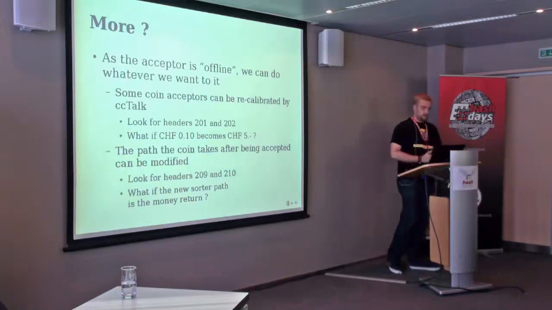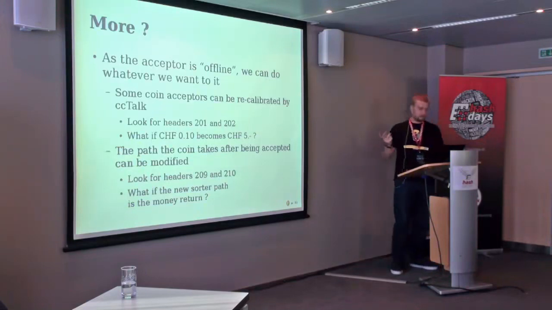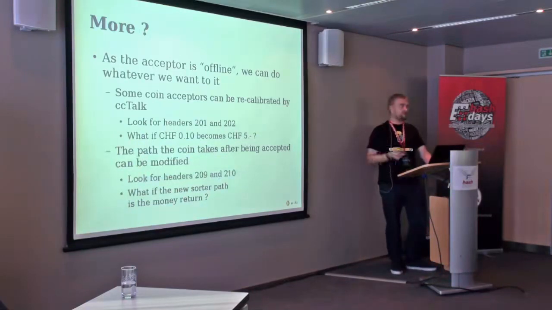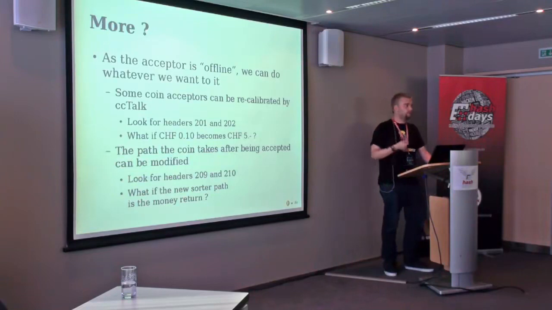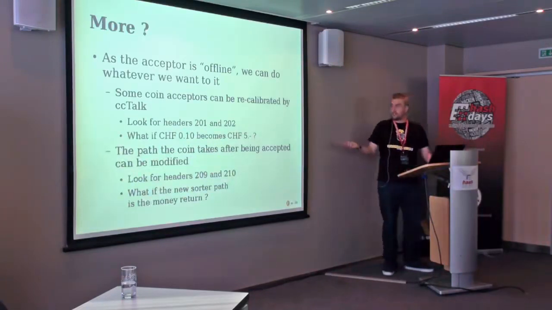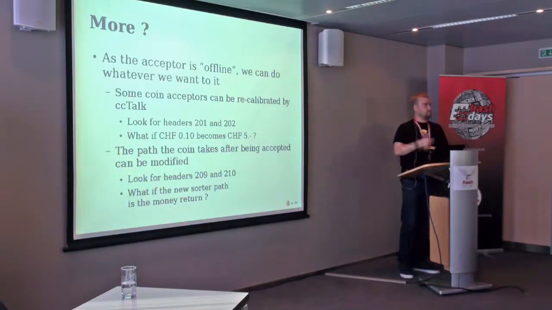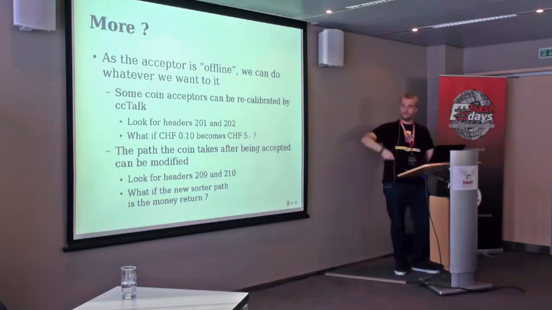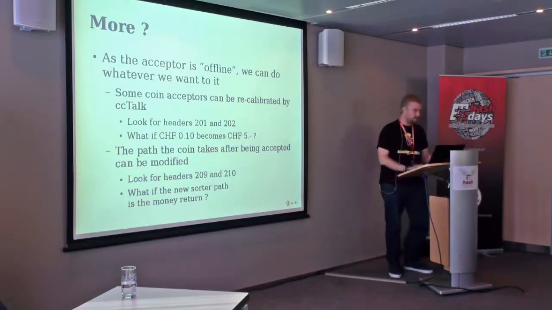On other devices, you also can change the path the coin takes after being accepted. Like we saw, we have coin sorters that can place money in different trays, and there's always one tray for bad credit or bad money that is sent back to the user. So why can't we change the sorter path from getting into the tray to getting back to the user? So we just put in 5 francs, it gets sent back, and it gets counted. So since you win, just play again. No problem. That's cool.